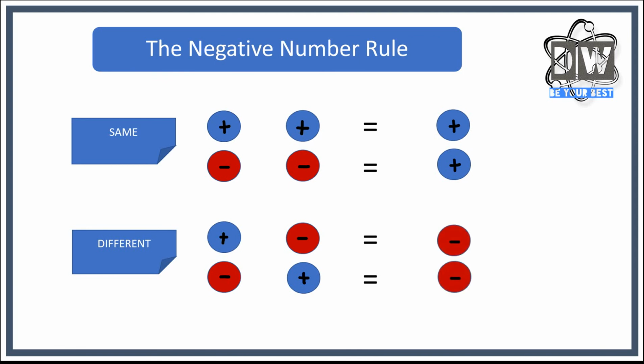Please write that out. If the symbols are the same, your answer will always be a positive. If the symbols are different, your answer will always be a negative. So we've got plus plus equals a plus, minus minus equals a plus, plus minus equals a minus, and minus plus equals a minus. Same plus, different minus.